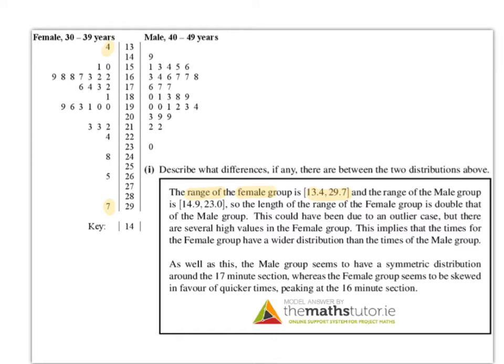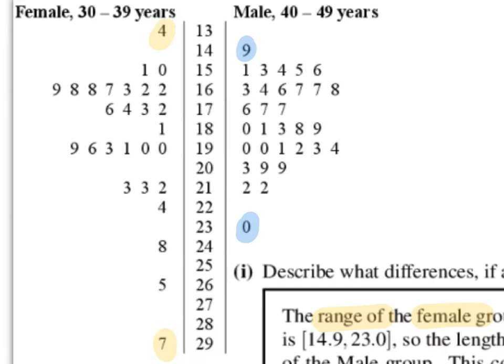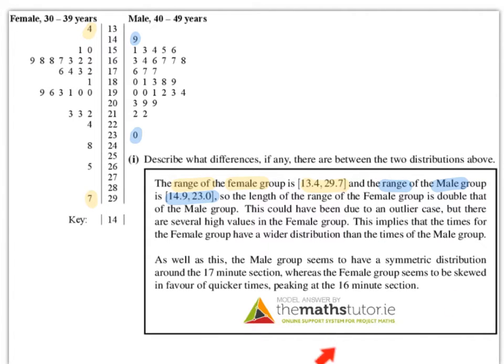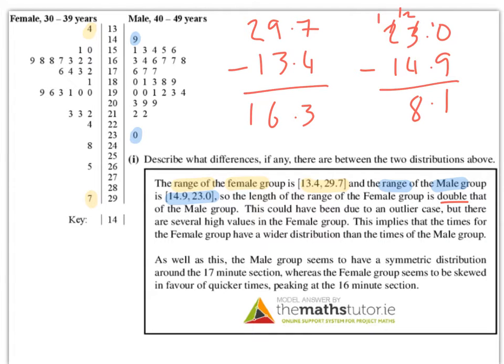The range for the male group is 14.9 to 23.0. So 14.9 minutes to 23.0 minutes. So the length of the range of the female group is double that of the male group. So the range of the females, 29.7 take away 13.4, is 16.3. And the range for the males, 23.0 take away 14.9, is 8.1. So 16.3 is pretty much double 8.1.